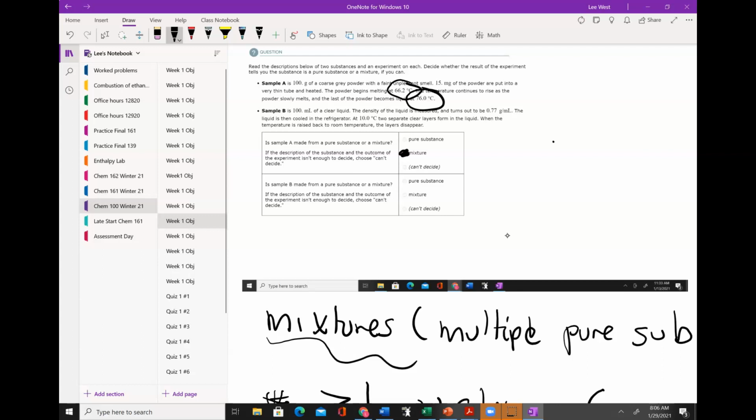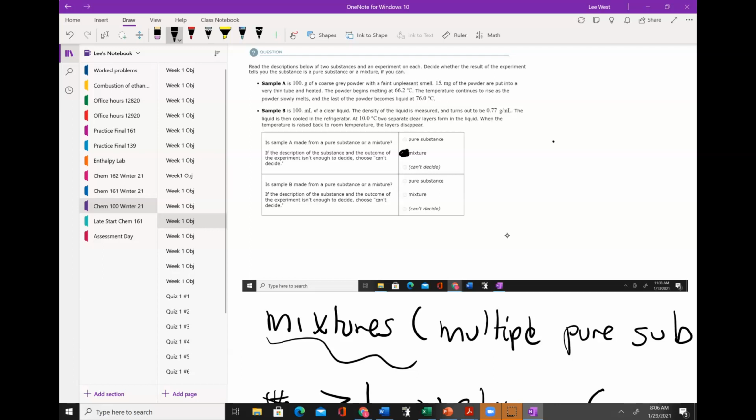There's what we call a melting point range, and that's indicative of there being multiple components there. Some melt at 66.2 degrees, some melt above that temperature all the way up to 76 degrees Celsius. If this was a pure sample, it would start melting at 66.2 degrees Celsius and remain at that temperature until the entire sample was liquid. So that's got to be a mixture. All right, let's have a look at sample B.